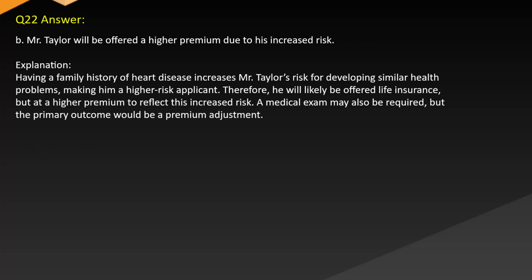Answer: B. Mr. Taylor will be offered a higher premium due to his increased risk. Explanation: Having a family history of heart disease increases Mr. Taylor's risk for developing similar health problems, making him a high-risk applicant. Therefore, he will likely be offered life insurance, but at a higher premium to reflect this increased risk. A medical exam may also be required, but the primary outcome would be premium adjustment.